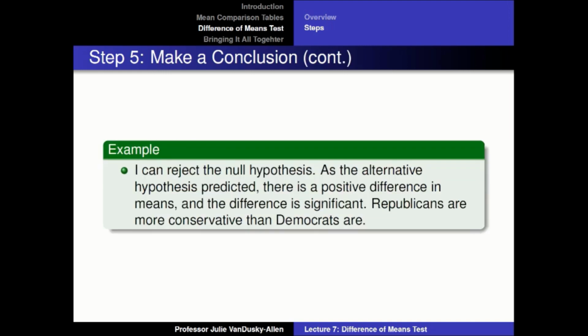Applying this to our example, we can conclude, I can reject the null hypothesis. As the alternative hypothesis predicted, there is a positive difference in the means, and the difference is significant. And then you add the discussion such as Republicans are more conservative than Democrats are.